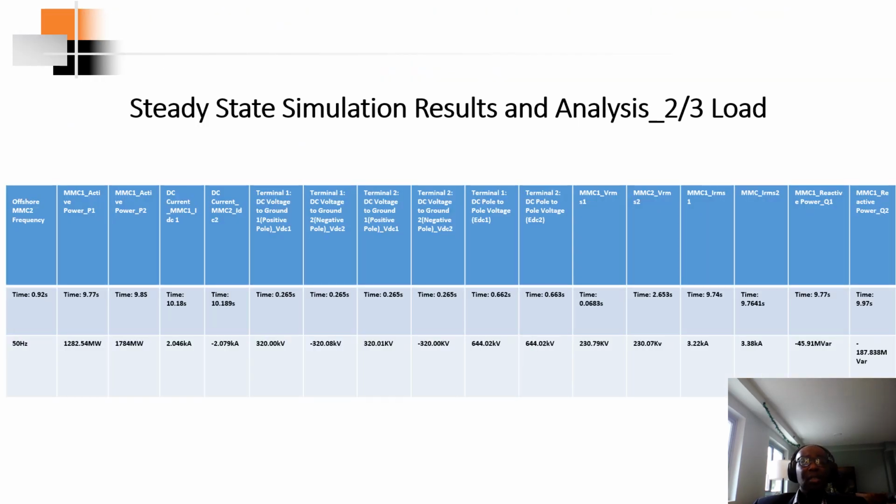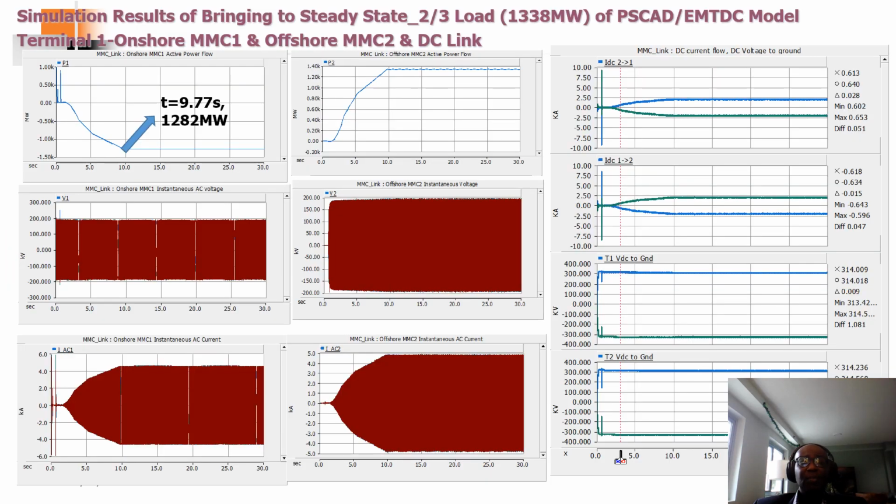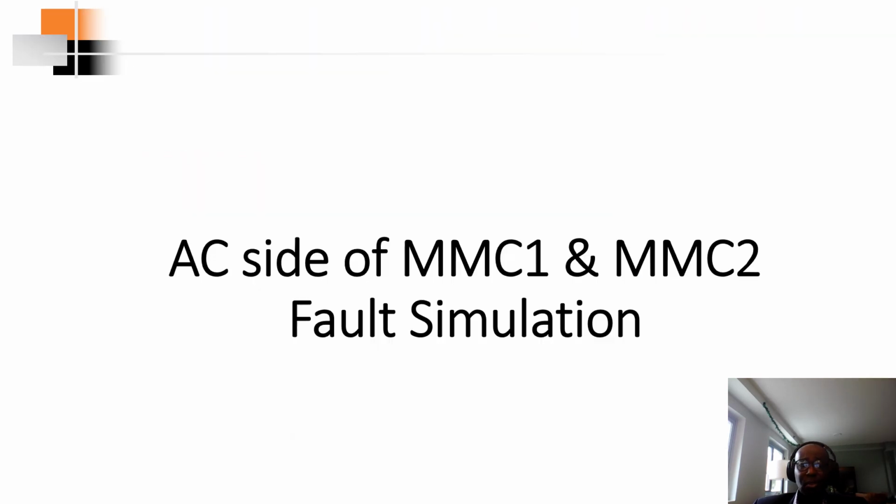Next is simulation results for two-third load, right? And this is all put in a nice table format. Then next is the PSCAD simulation that shows nice charts of all the parameters that are supposed to be measured on the DC link, and for the converter, active and reactive power, and also the AC side voltages and currents, instantaneous currents and voltages.